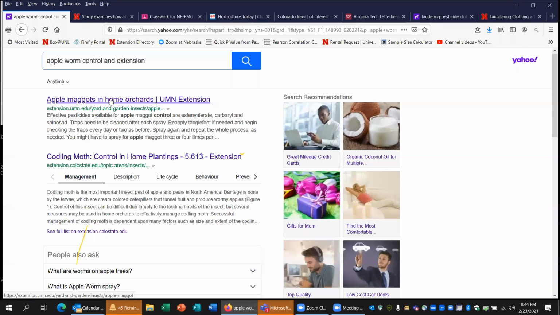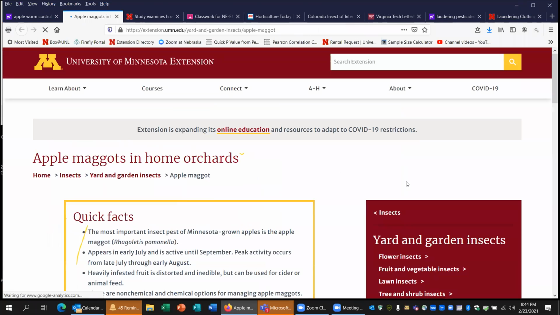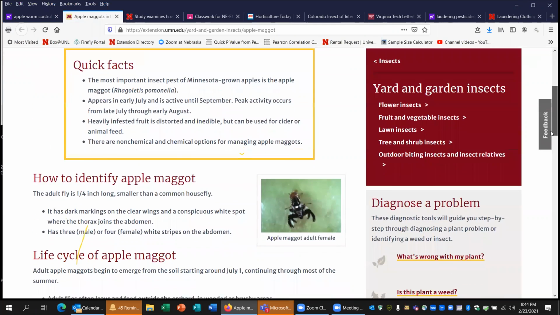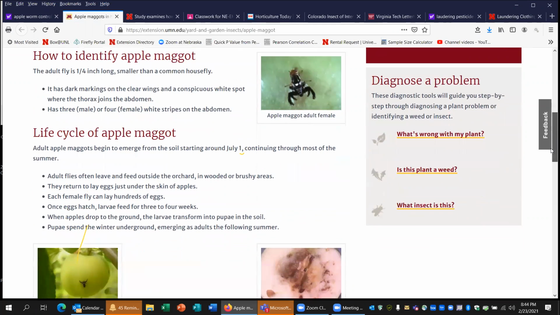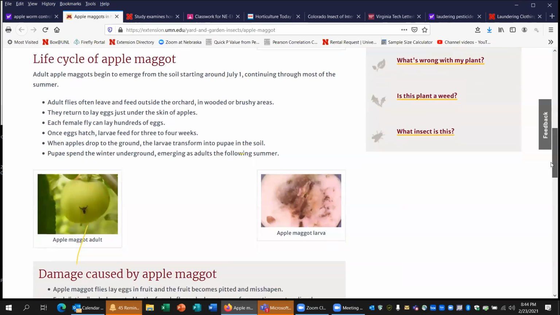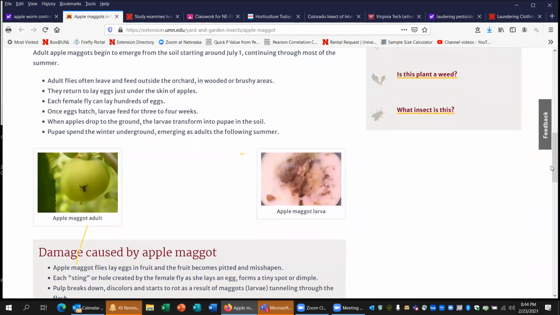So apple maggots, we also have the codling moth. So we got to know what we're looking for. This is from the University of Minnesota. This is what the apple maggot looks like. This is good information if you've never seen the adult apple maggot. And it talks about the life cycle. That life cycle, in this case, is also good for us because that's not going to change. That is something that's very applicable.